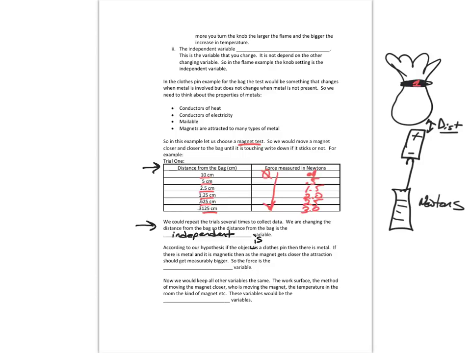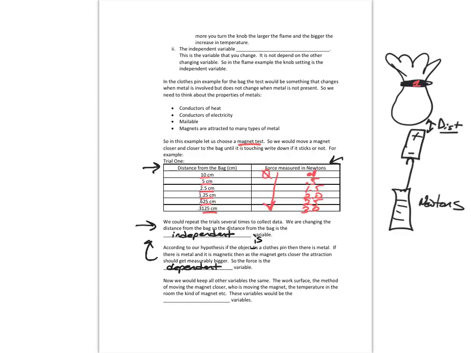So, what is the force? What do we call the force? What kind of variable? Dependent. The dependent. Why do we say dependent? Because it's changing as the distance changes, right? We change the distance, but then the force changes. So because of the distance, it's the dependent. In other words, the force is dependent on the distance.